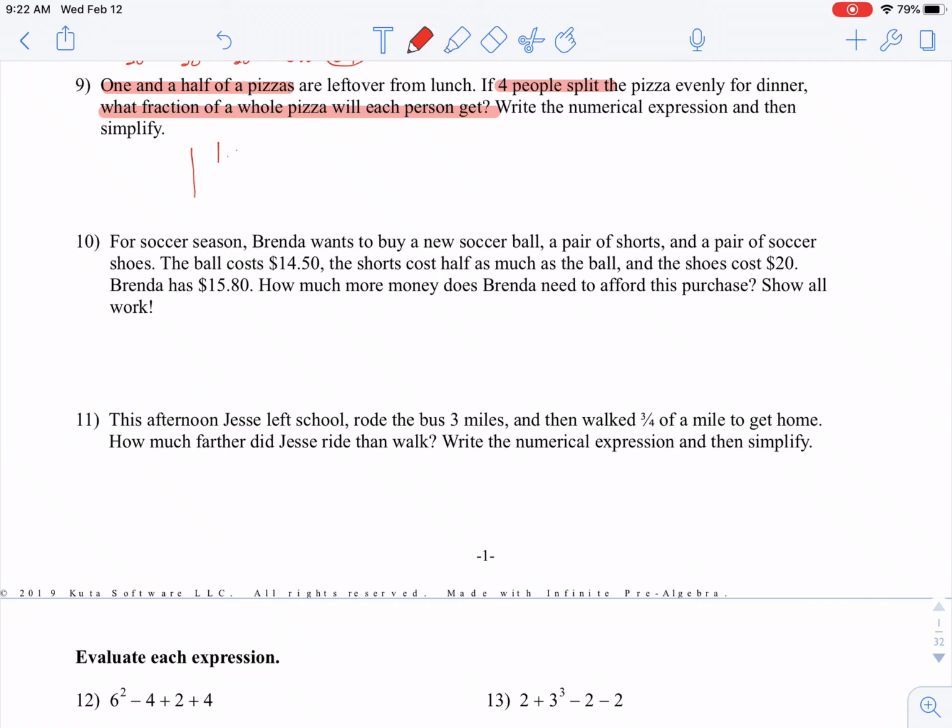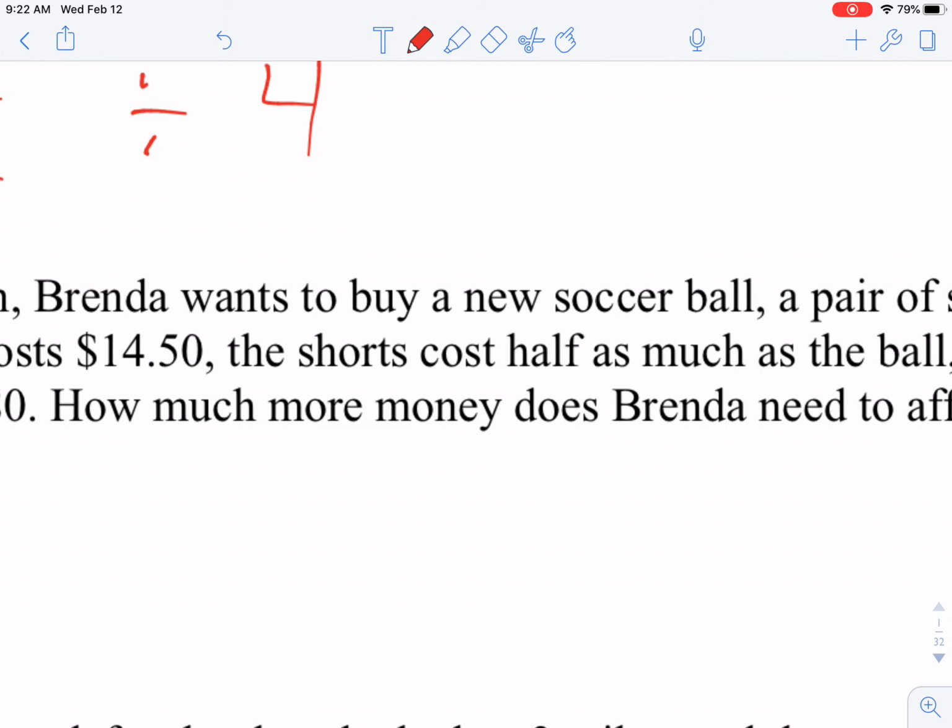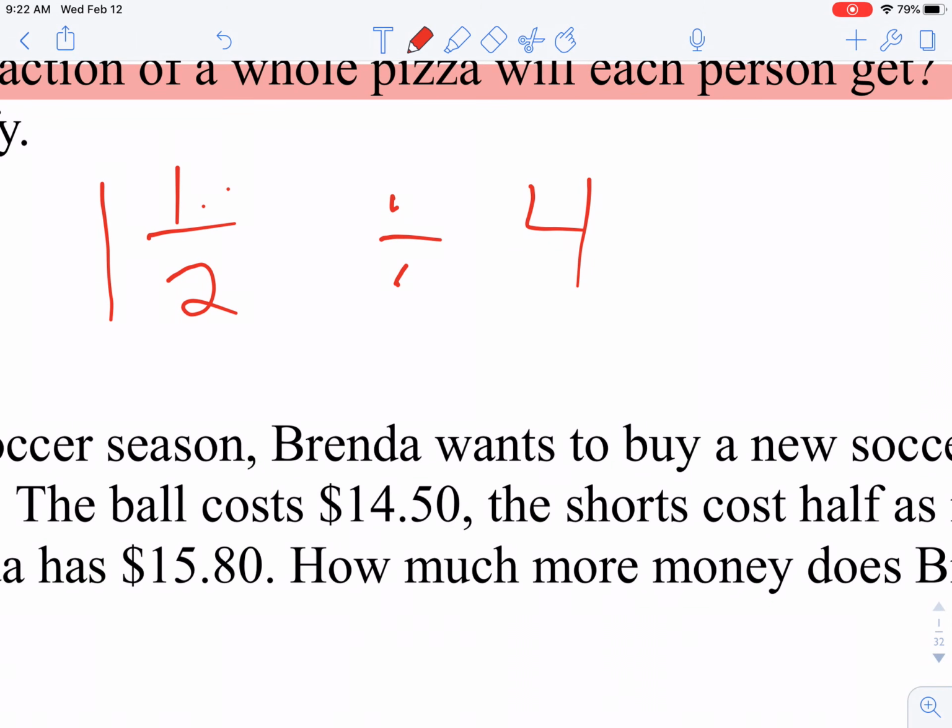1 1/2 like this. I know that the word splits means to divide. And if you just think about that logically, you're separating it into equal groups. So this is the numerical expression we come up with, 1 1/2 divided by 4.